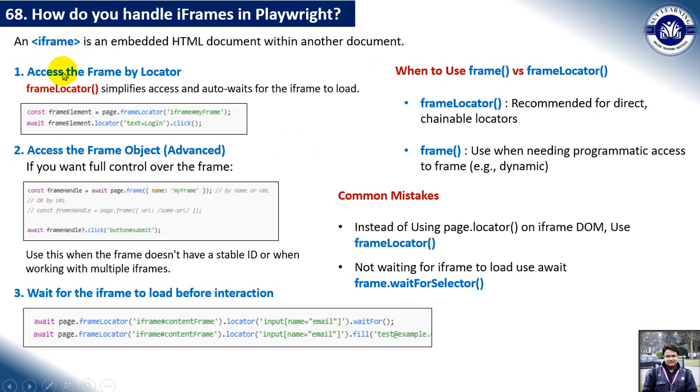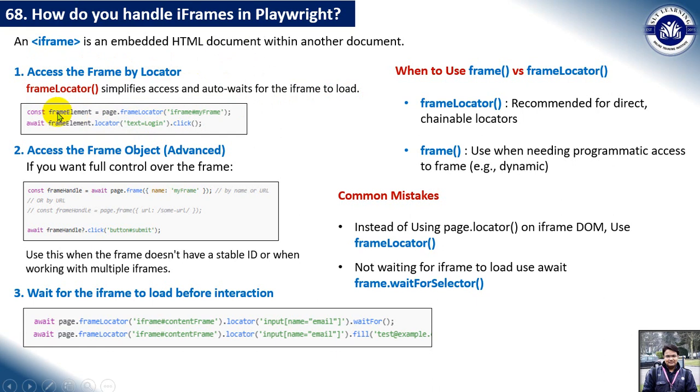So how can you access the iframe by the locator? You can use frameLocator. If you know this is an iframe, do not use the simple locator, use the frameLocator, and this will simply access it and auto-wait for the frame to load. So over here you need to make sure you use frameLocator, not locator. Once you move to that particular frame, then you can use the locator to perform the other actions.